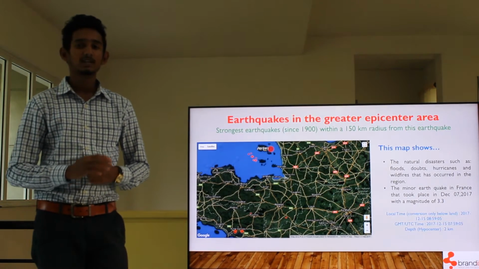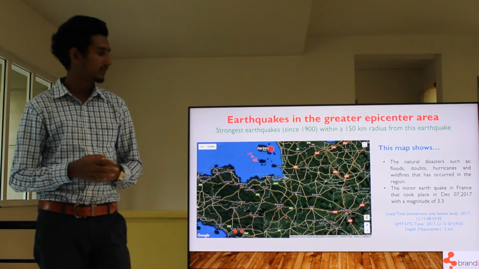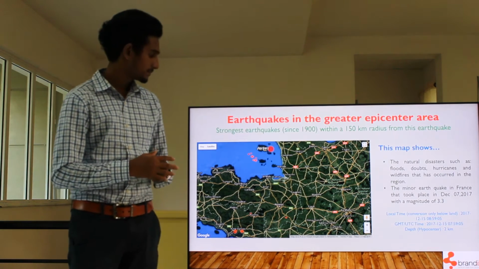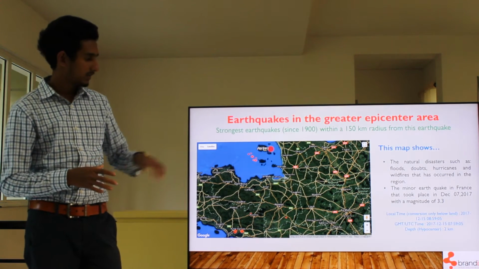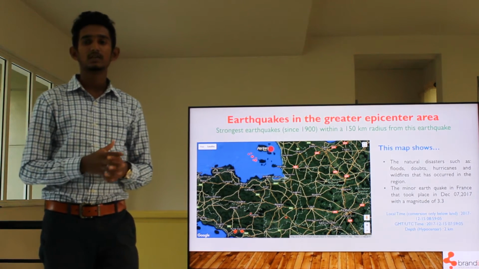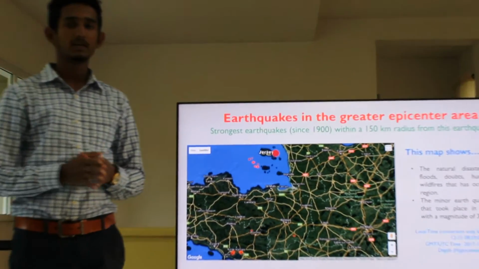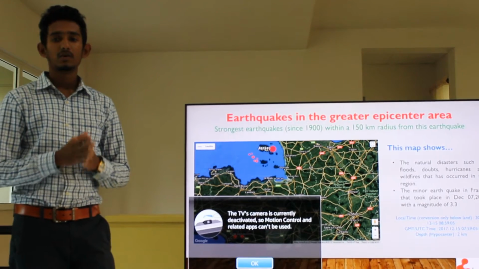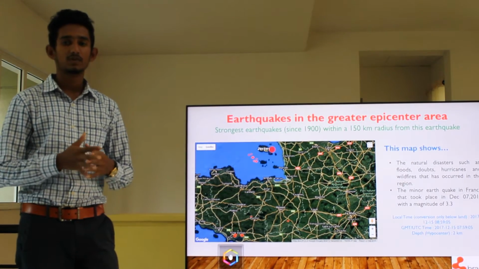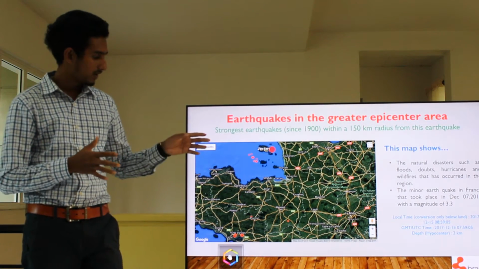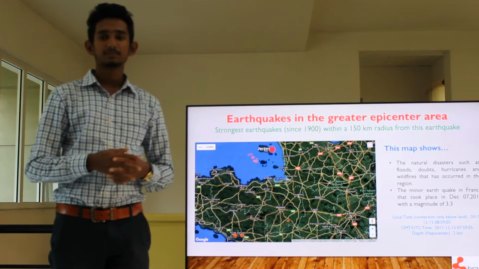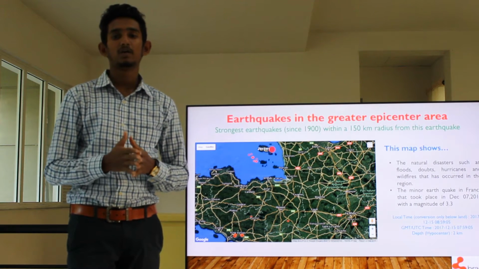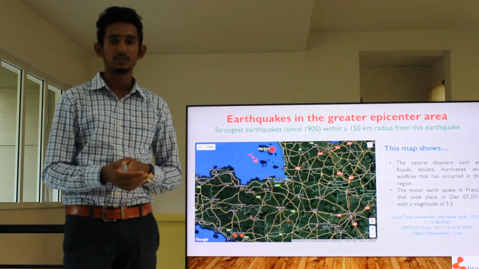The map shows the natural disasters in red marks, whereas the blue part is where the earthquake took place in France with a magnitude of 3.3 in December 2017. During all these natural disasters, the firms that have been operating in these regions were ill prepared to cope with these changes.